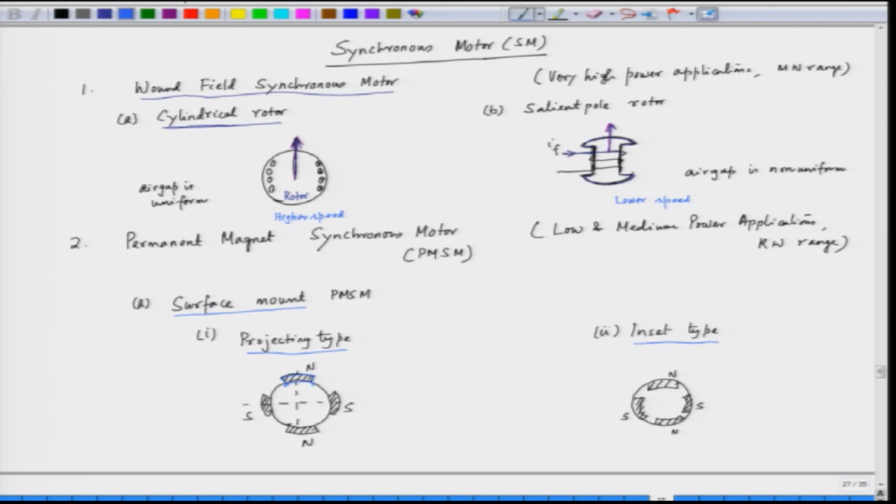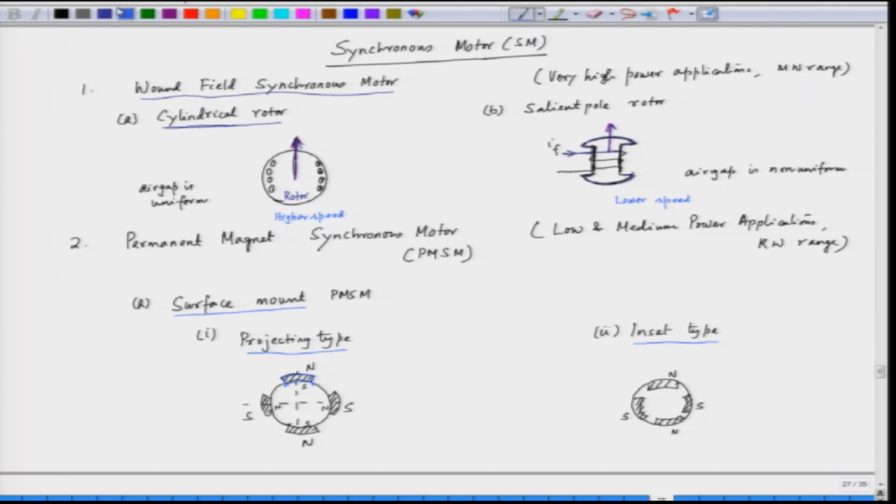So, we have, let us say, for a 4 pole structure, north pole, south pole, north pole and south pole, and the permanent magnets cannot be obtained as a single pole. So, we have north pole here and south pole here. Then we have the south pole, if the north pole is below this, and then we have north pole, and then this is the south pole of the permanent magnet, and south pole, and we have north pole. So, this is called the projecting type permanent magnet synchronous motor.